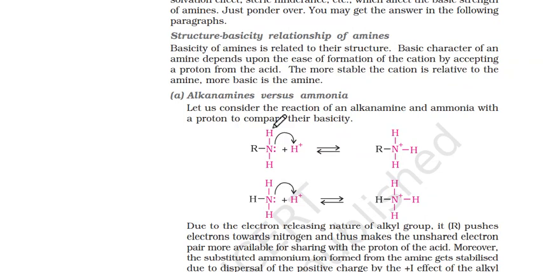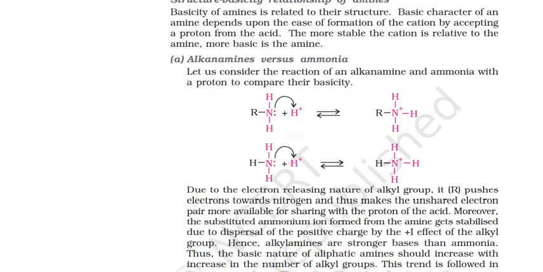Structure basicity relationship of amines. Basicity of amines is related to their structure. Basic character of an amine depends upon the ease of formation of the cation by accepting a proton from the acid. So what basically the base does, the ease with which it can accept the proton, that is equivalent to basically donating an electron pair to the acid. The more stable the cation is relative to the amine, more basic is the amine. So what is the ease with which it can form the cation? That is the basicity. Alkane amines versus ammonia.